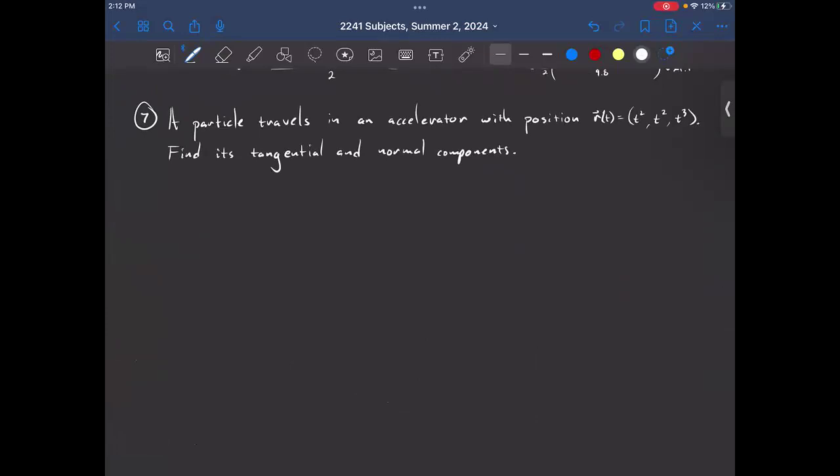Okay, well, we have formulas for those. I'm not going to try and rederive everything in this problem, so we can just plug them in directly, but we should probably write them down first. The tangential component of acceleration is r prime dot r double prime over the norm of r prime. And the normal component is the norm of r prime cross r double prime divided by the norm of r prime.